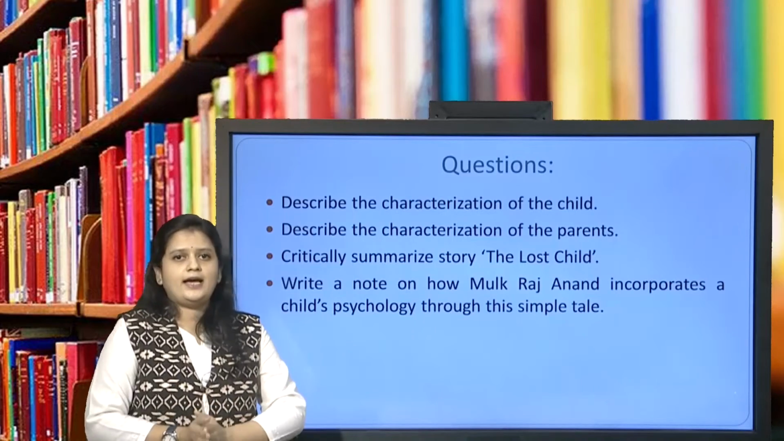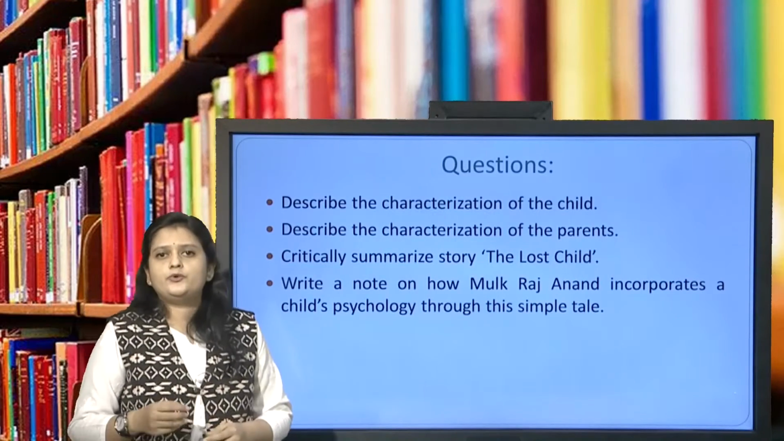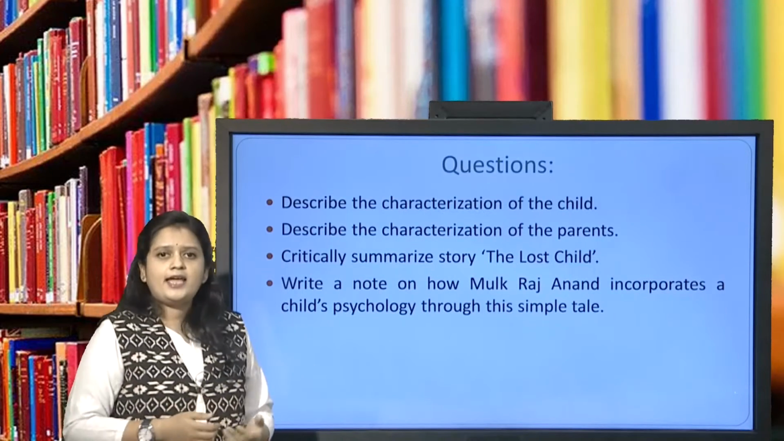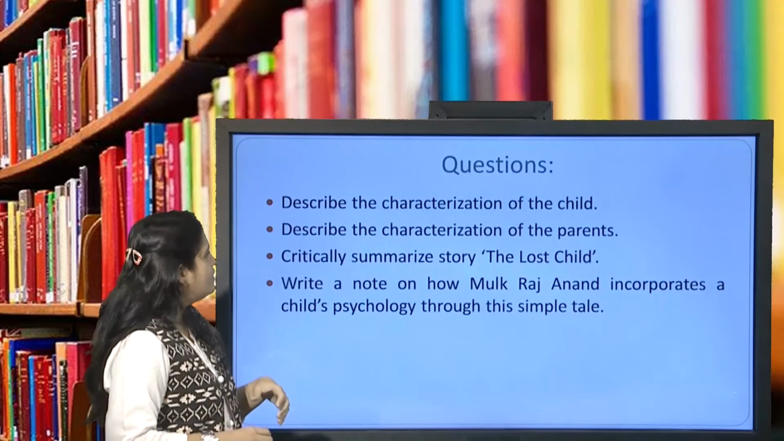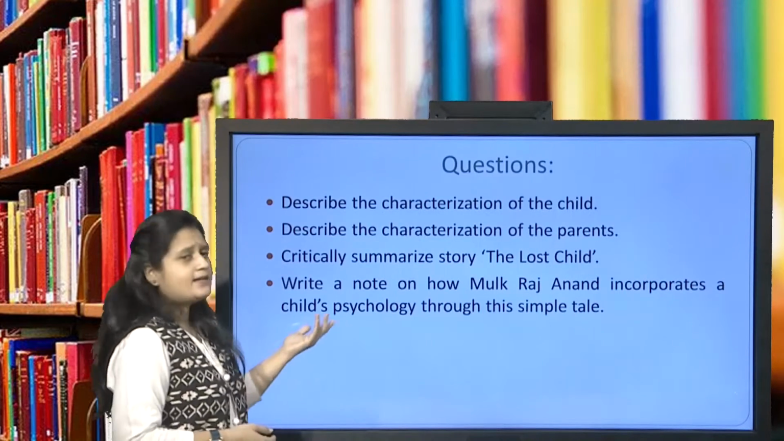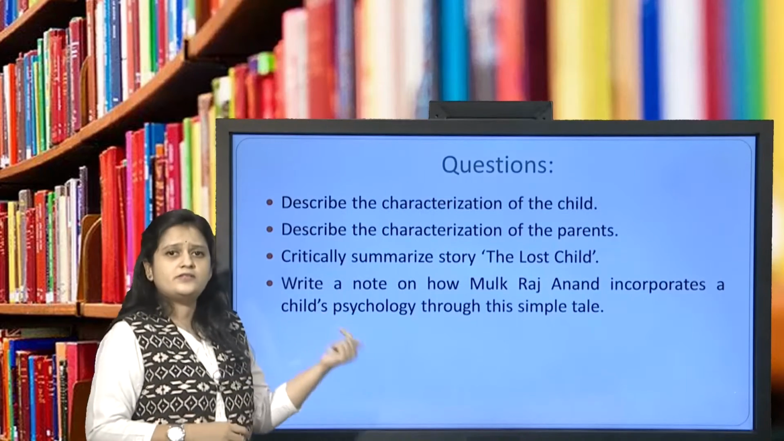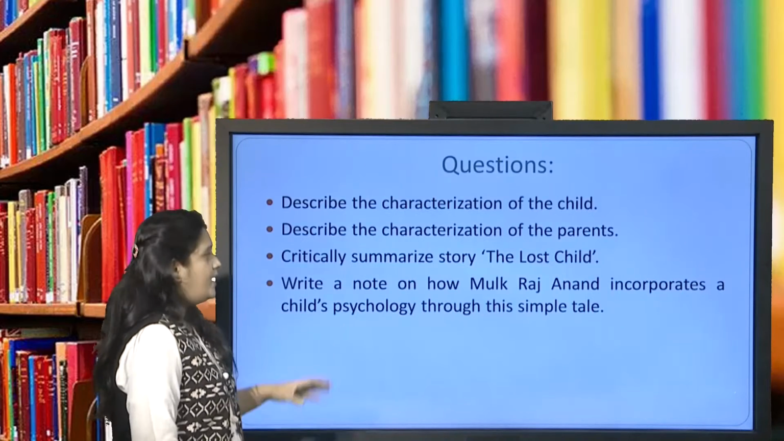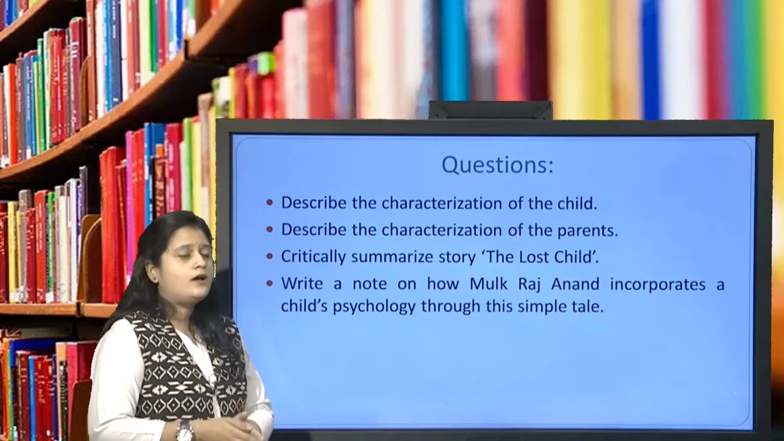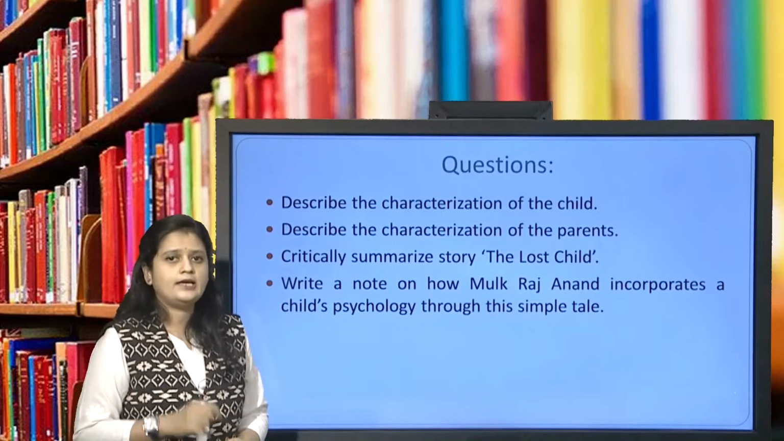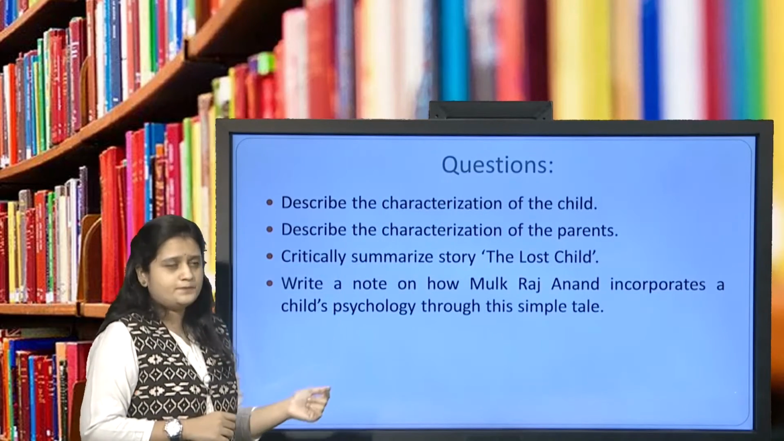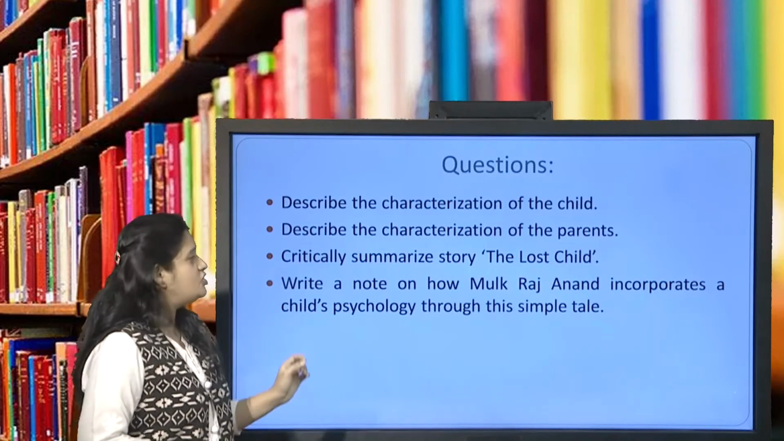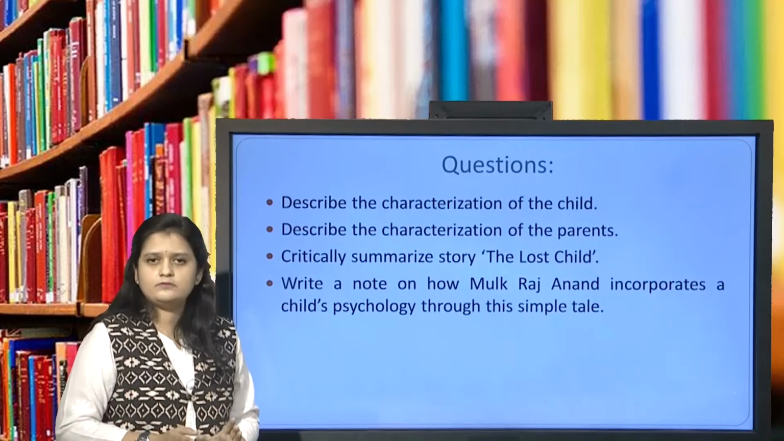After this explanation, I have framed certain questions for you. You can take this exercise to check your progress, to check your understanding. The first question is, describe the characterization of the child. Narrate the child's character as well as the parents' character. Then critically summarize or give a critical analysis of the story, The Lost Child. And the last question is, write a note on how Mulk Raj Anand incorporates a child's psychology through the simple tale called The Lost Child.